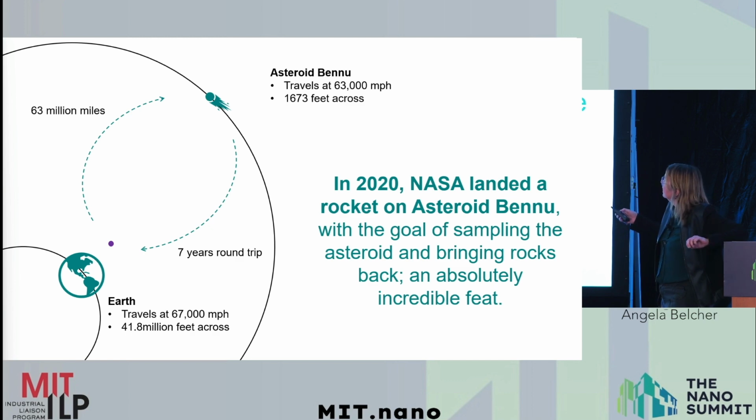So I'm driving to work one day, and I'm listening to the news, and I hear about this asteroid called asteroid Bennu. Have you heard about this asteroid before? So I don't work on asteroids. I would love to work on asteroids. I do not. But what NASA did was they sent a probe 63 million miles to an asteroid that was traveling at 63,000 miles per hour and is about 1670 feet across. They landed on it. They grabbed rocks from it.